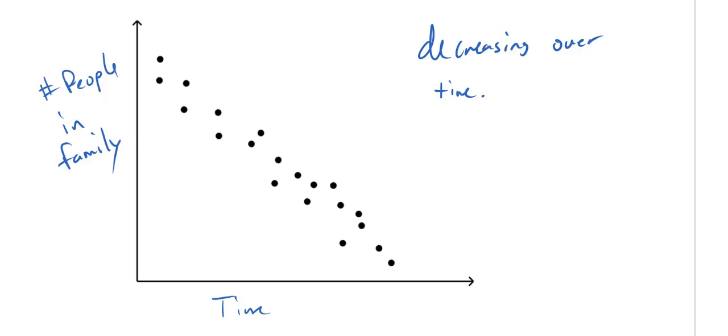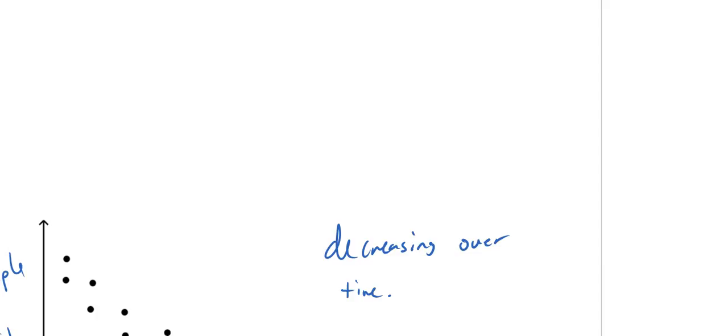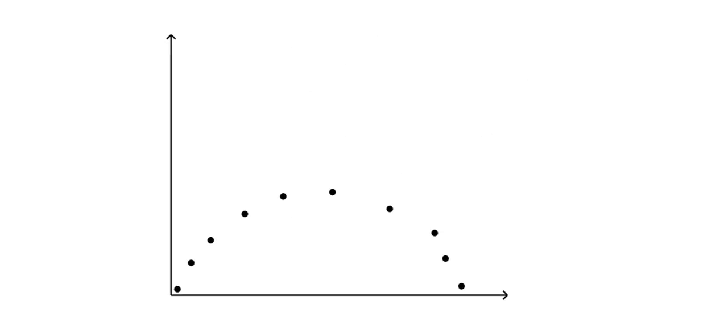So this one is decreasing over time. These two were both increasing. This one was partial. That one was direct. We can see that there's different kinds of relationships. One more to think about. What about this one? Looks like a taco.